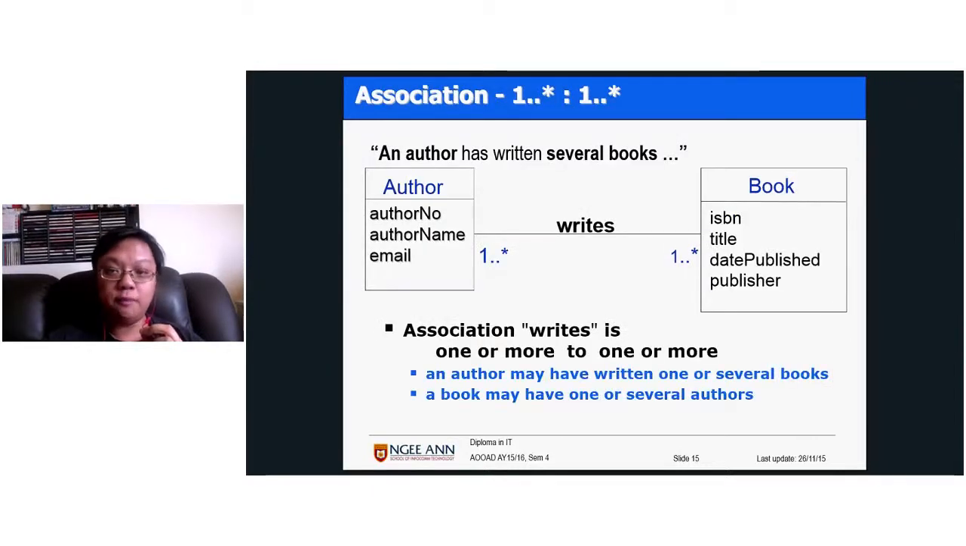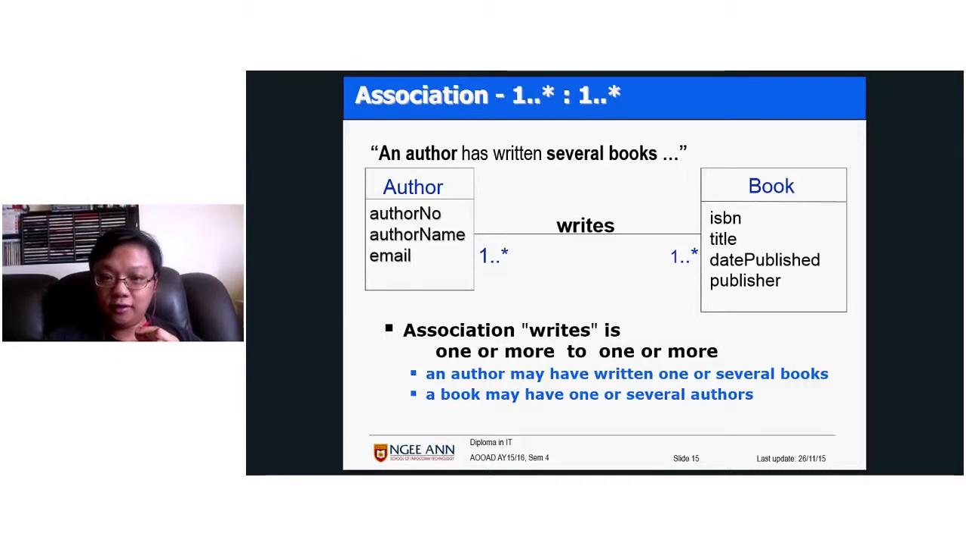Then we have many-to-many associations. In this case, an author writes one or more books, and a book is written by one or more authors. So in this example, you're not allowed to have an author that has not written any books. In this system, only if you have written a book will you be registered as an author. This gives you a little bit of information.